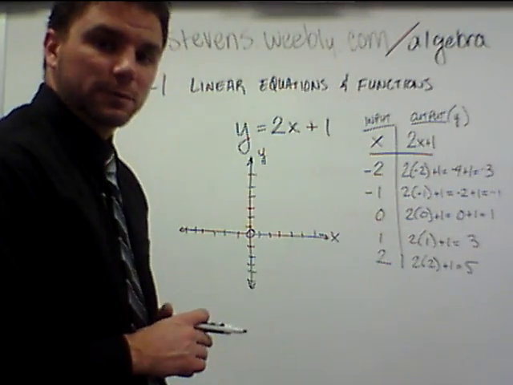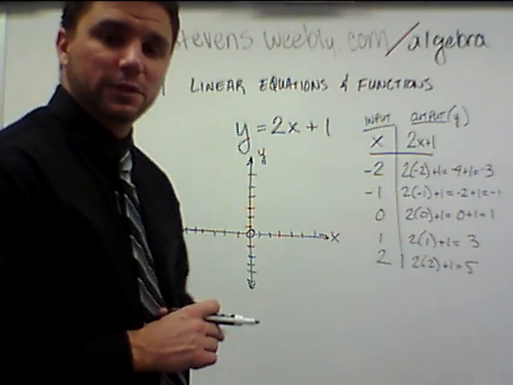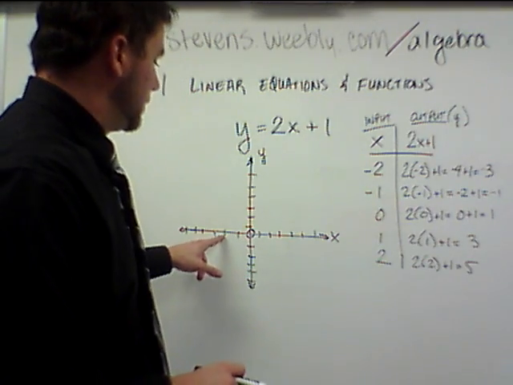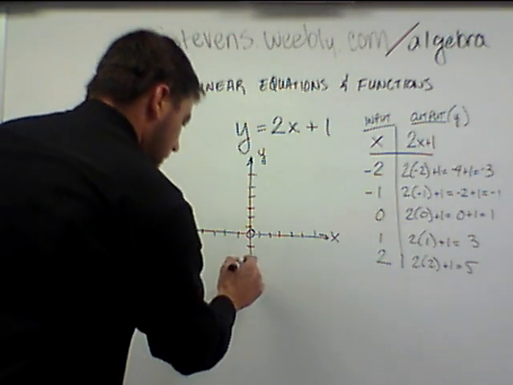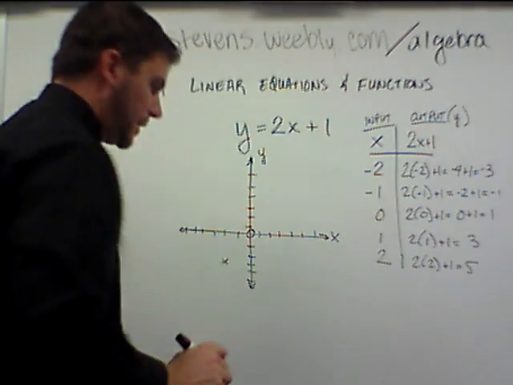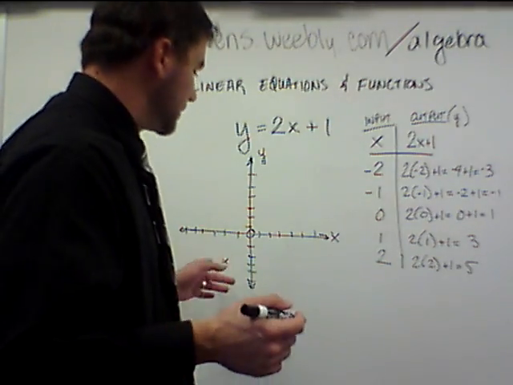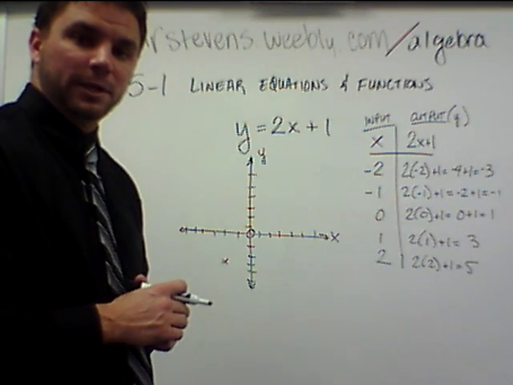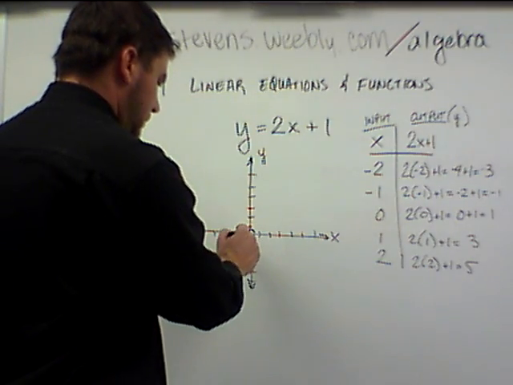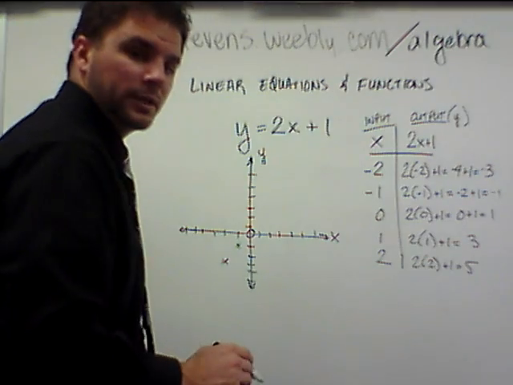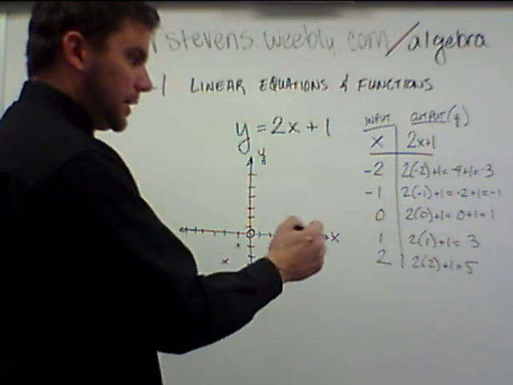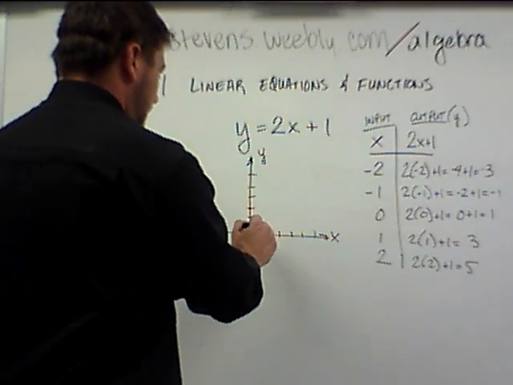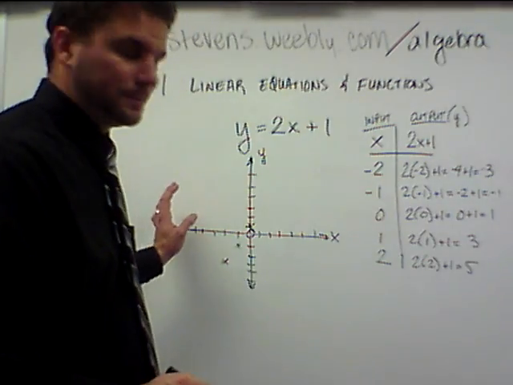So first point is -2, comma -3. I'll start at the 0, move 2 to the left. Then on the y-axis, I'll move down 3, making sure that I put an x where I want to plot my point. Next up, I've got -1, comma -1: left 1, down 1. Next up, I have 0, 1. So 0 means that I'm not moving anywhere, and I'm going up 1.